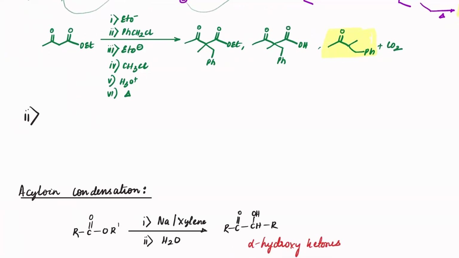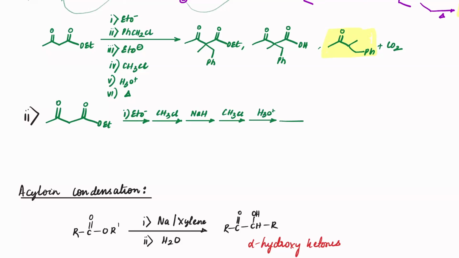Got it? Similar line of reaction, one more. If at all I give you, I'll directly write the products here. So double bond O, double bond O, OEt. Okay, so this is how it is being given. First one is EtO minus, followed by CH3Cl, followed by NaH. This time instead of EtO minus, it is being given as NaH, followed by CH3Cl again, followed by hydrolysis, followed by heating.